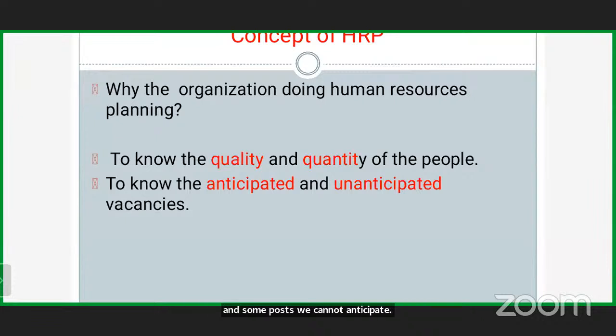Anticipated means what? We can predict, right? We can predict these are the number of posts that will be vacant in the future. Unanticipated means what? We cannot predict. But through human resource planning, we can analyze the anticipated posts as well as the unanticipated vacancies. It means we can predict everything through human resource planning.